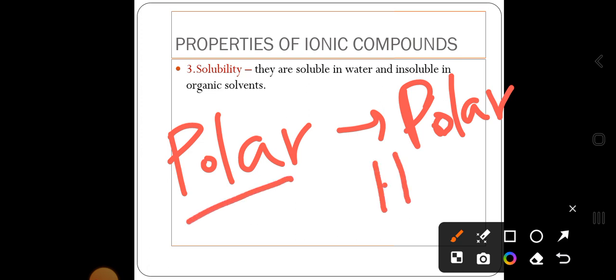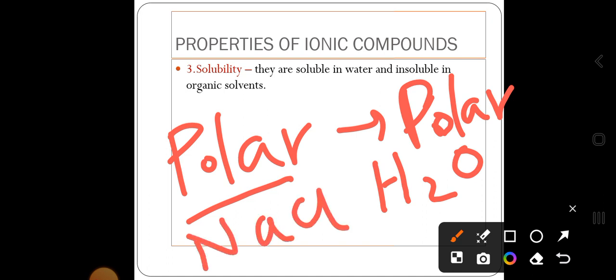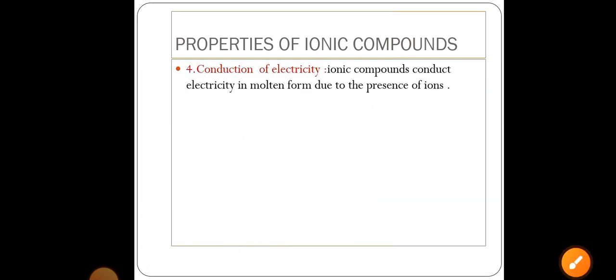Now, if you try to dissolve a polar molecule, for example NaCl, in water, water is also polar. So naturally, there is a tendency for ionic compounds to completely dissolve in water, because as we all know, a polar substance dissolves in a polar solvent. Similarly, a non-polar substance dissolves in a non-polar solvent. Okay. Now, the last one is going to be the properties of ionic compounds.